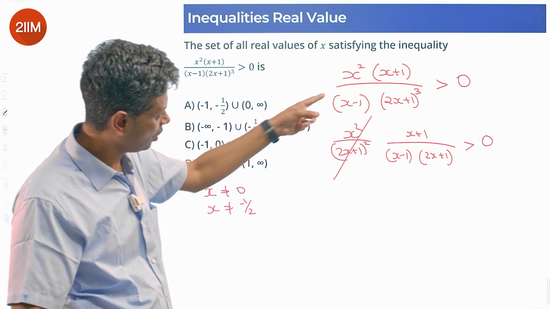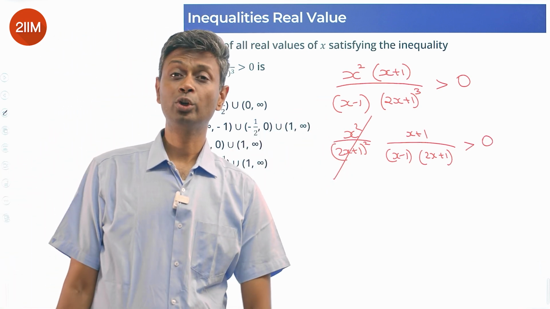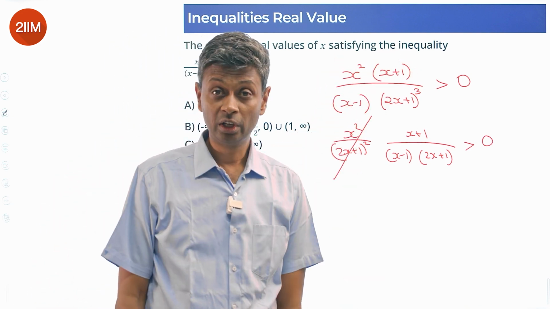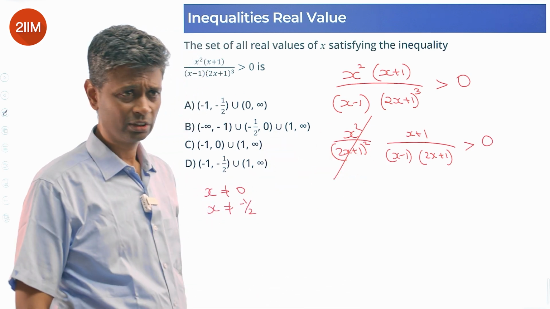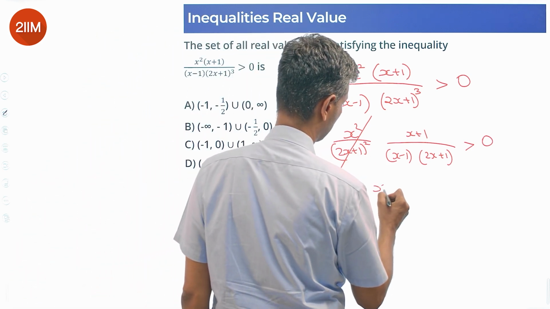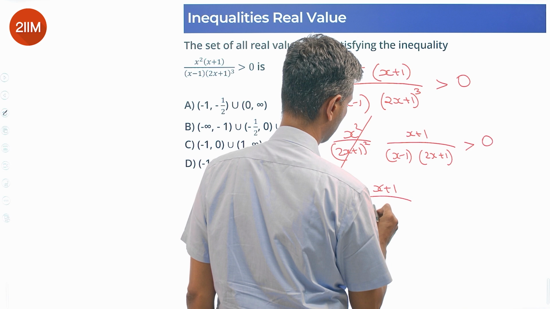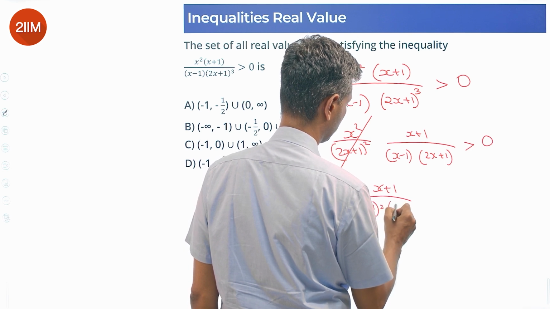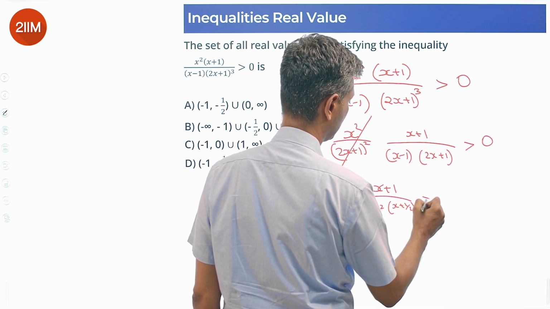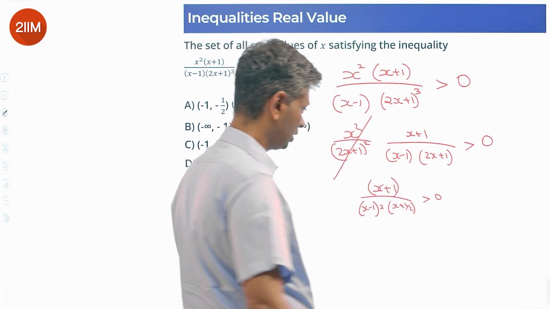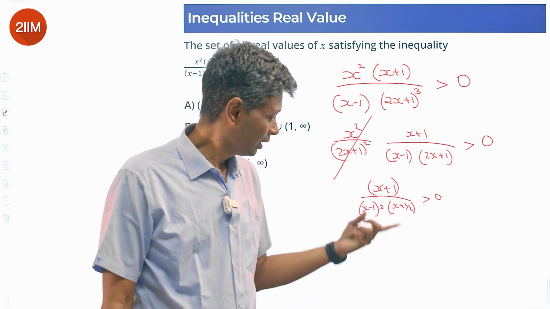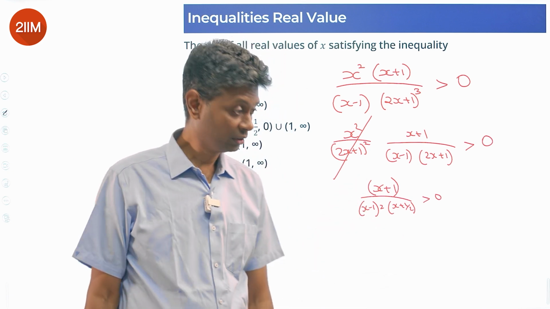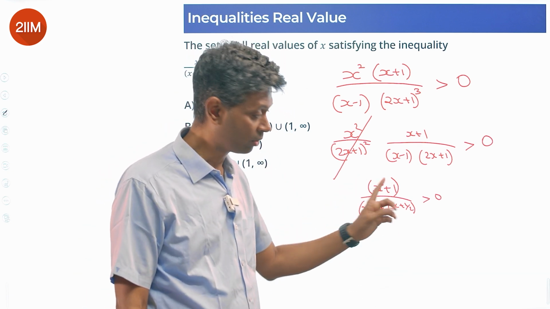That this goes to 0 or this goes to 0, I have to worry about it. If the numerator goes to 0, the expression will go to 0. Denominator goes to 0, that's not allowed. And so this is now (x plus 1) by (x minus 1) into 2 times (x plus half) greater than 0. Roots are places where something goes to 0. Numerator will go to 0 when x is minus 1. Denominator will go to 0 when x is 1 or minus half.